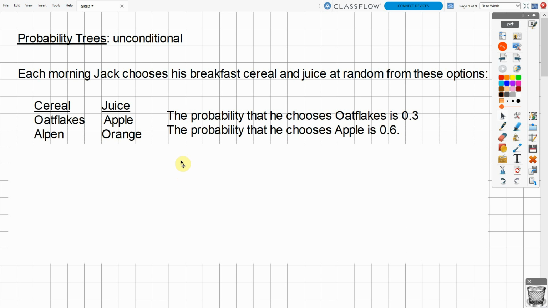His cereal might be oat flakes or Alpen. His juice might be apple or orange juice. The probability that he chooses oat flakes is given as 0.3. The probability that he chooses apple juice is given as 0.6.